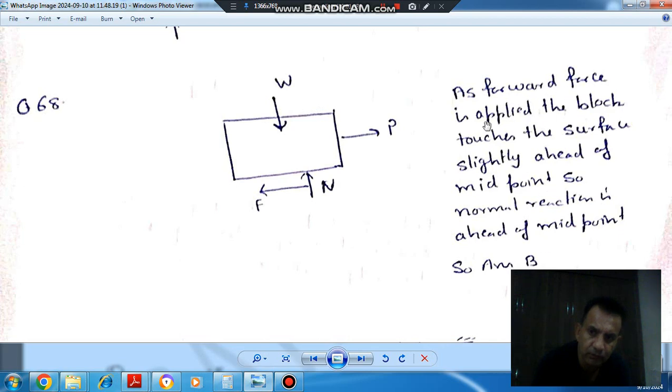As the forward force is applied, the block touches the surface slightly ahead of the midpoint, not here. It will touch here. Okay, so the normal reaction will be ahead of the midpoint. So that is the hint to answer the question. So the answer is option B.